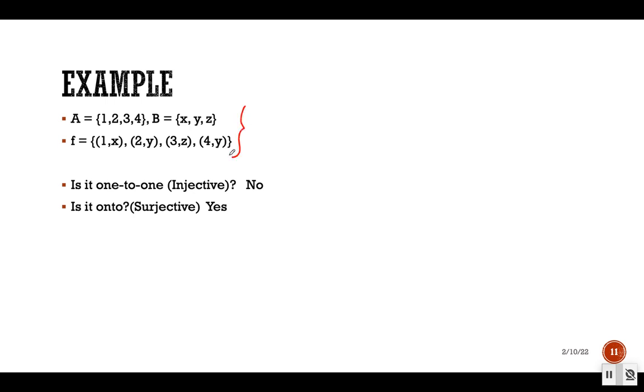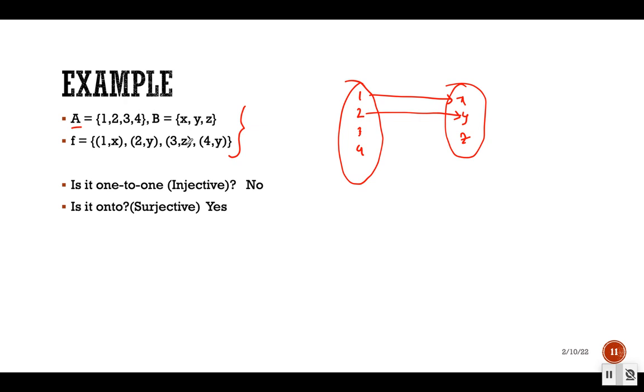Now let's find out whether this one is one-to-one or onto. We have A: 1, 2, 3, 4, and B: x, y, z. We can show it like this. The mapping is: 1 to x, 2 to y, 3 to z, 4 to y.